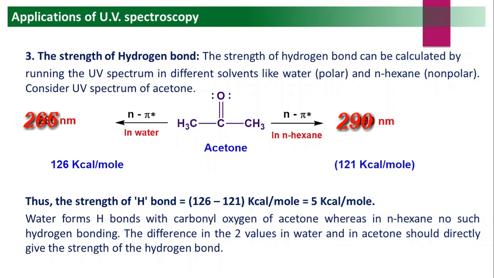Friends, in this way we have learned the application of the Woodward-Fieser rule for the calculation of lambda max for the given compound, and we have seen the applications of UV spectroscopy. That is, first one is structure determination, second one is identification of cis and trans isomers of alkenes, and third is the strength of hydrogen bonding. In this way we have completed this UV visible spectroscopy chapter. You have to practice solving problems by using the Woodward-Fieser rule and calculate the lambda max value.